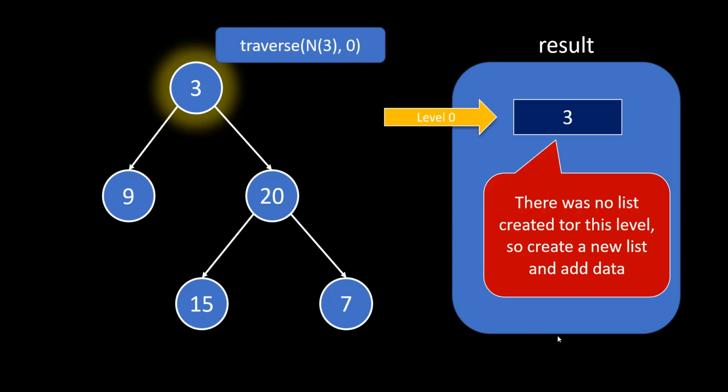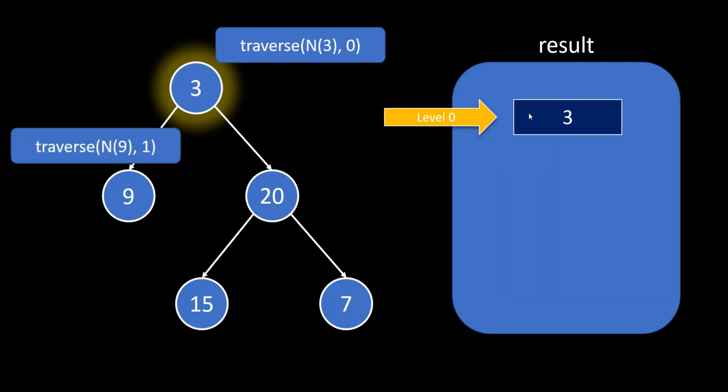Now, since there was nothing present in the list for this level, that is my list at position 0 was not present, I'm going to add a new list, and I'll add this particular node's value in that list. So I have added the list for level 0, that is my 0th index, and I have added the node's value into it. After that is done, I'll recursively call the function on the left half of the tree, and then I'll call the function on the right half of the tree. So let's go and process the left half.